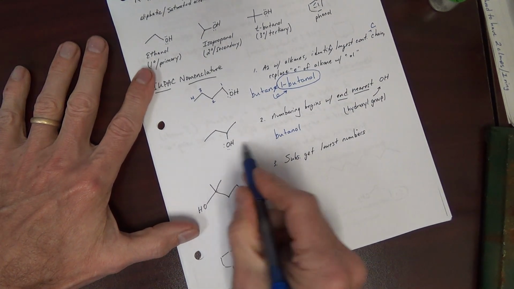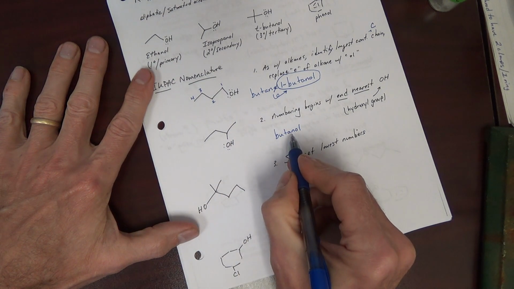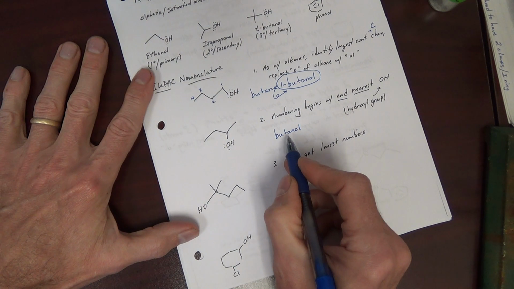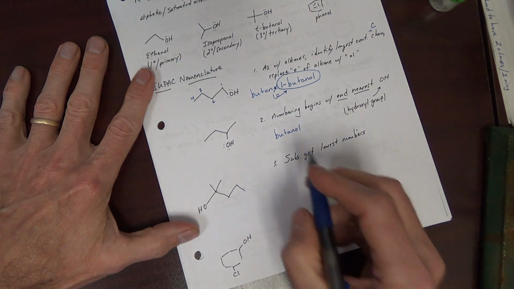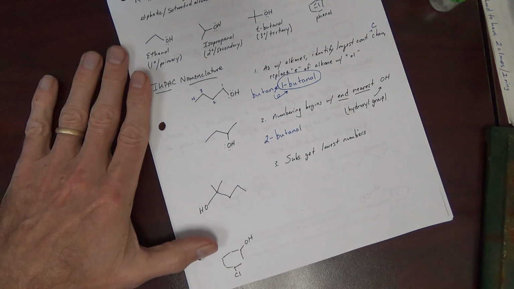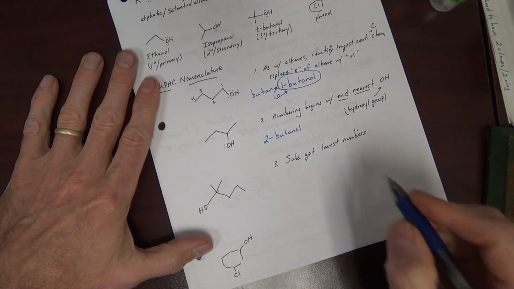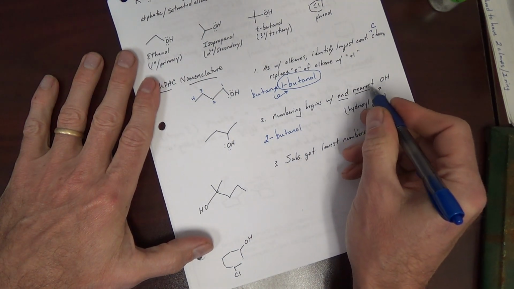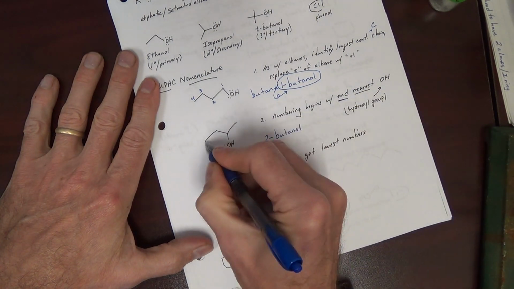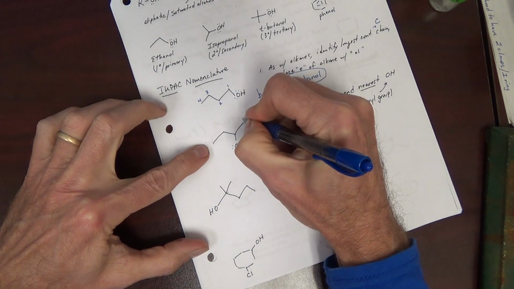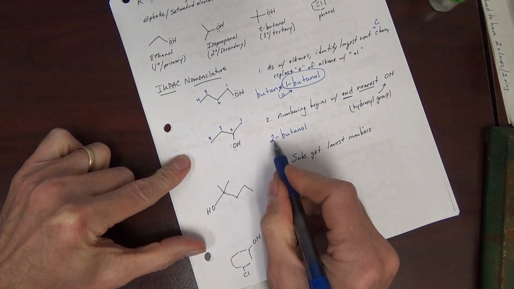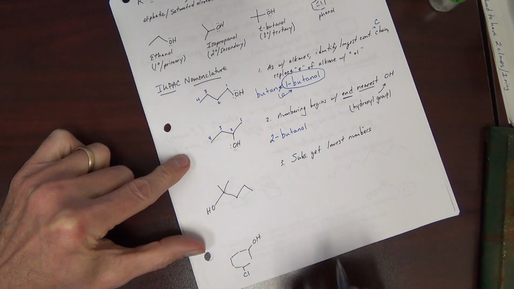So what do you want to call this alcohol? It is a butanol. You've got butanol isomers. But this alcohol we're going to call 2-butanol. Okay? The numbering begins with the end nearest the OH. Which end is nearest the OH? This one. 1, 2, 3, 4. The hydroxyl group is at the 2 position. 2-butanol.